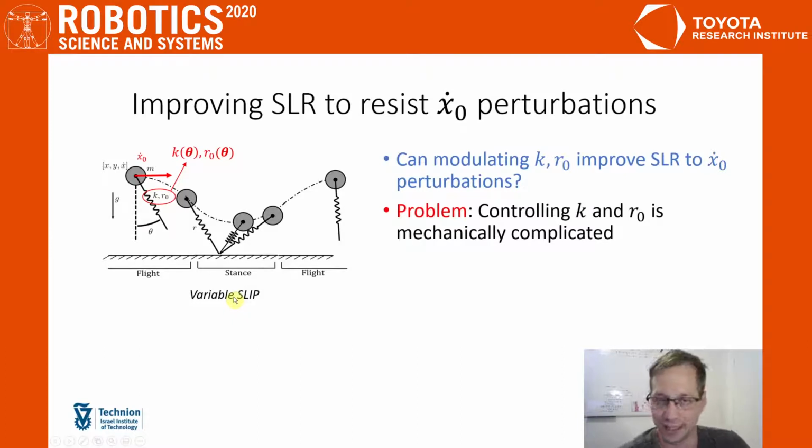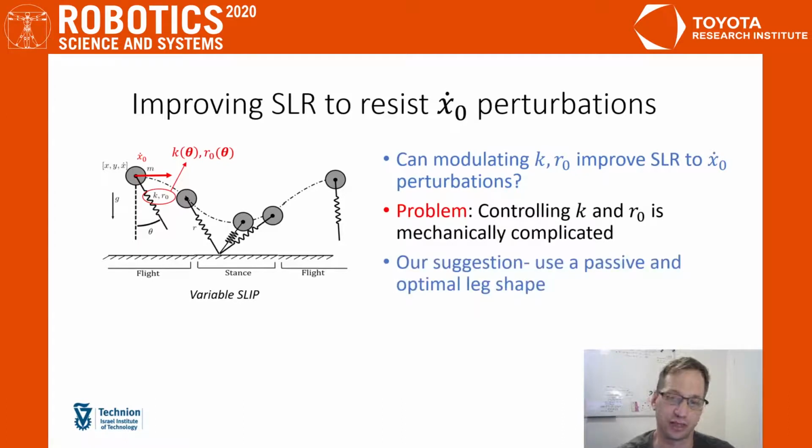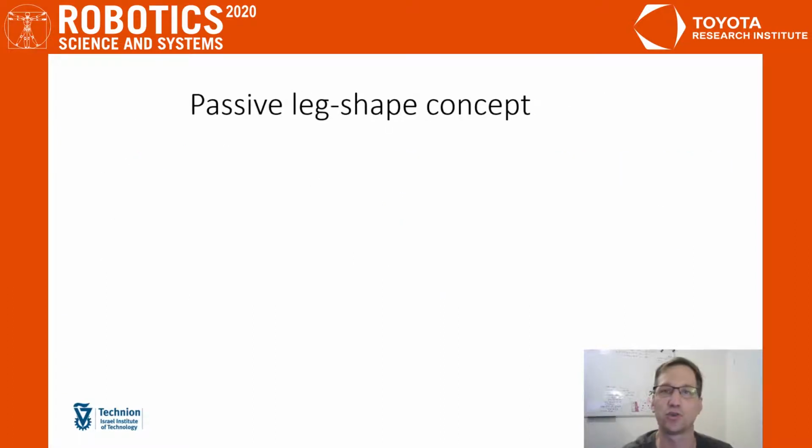Yet, theory and reality are different. The problem is that controlling K and R0 is mechanically complicated in reality. So the suggestion we give in our paper is to use a passive and optimal leg shape. So what is the passive leg shape concept?